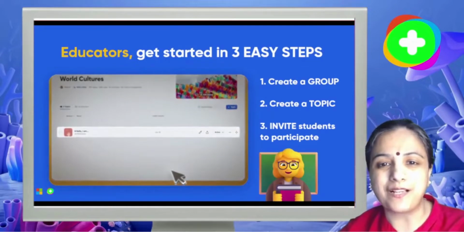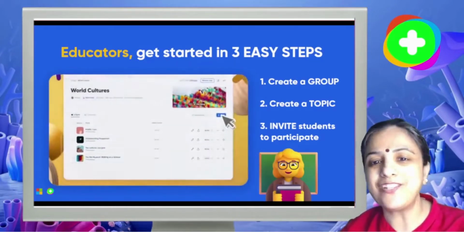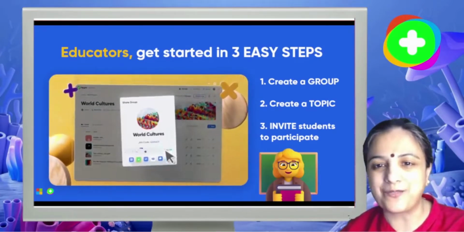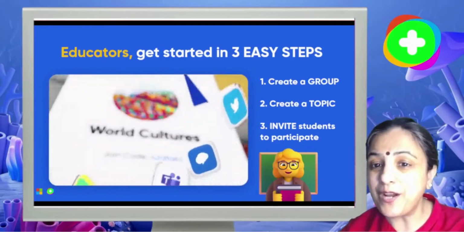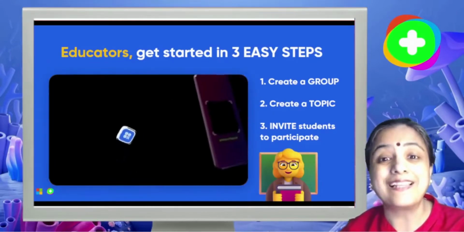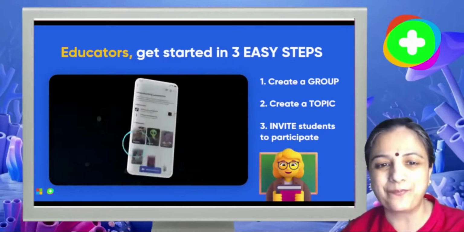Invite your students to participate by sharing your group. Simply select share and copy the link. You can even share the link anywhere like email, Microsoft Teams, or Google Classroom. You can share the group as a QR code for learners to scan. That's all that it takes to get started on Flipgrid. Let's now see what students need to do to respond to the prompt once they've received the code.